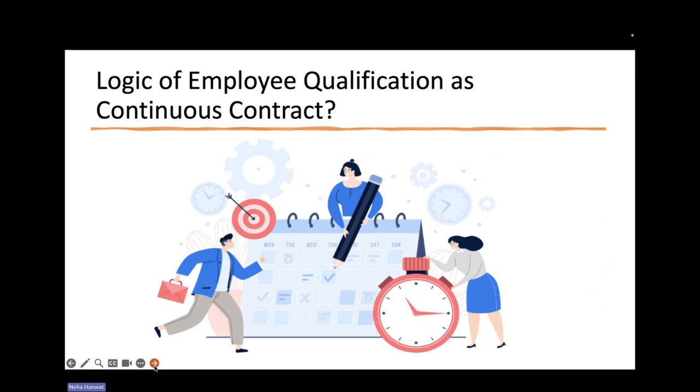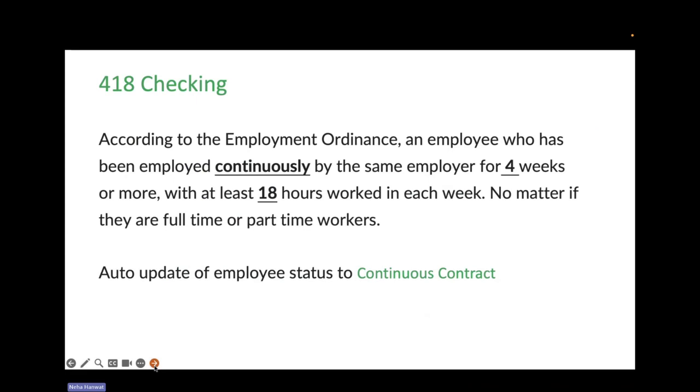So what is the logic of employee qualification as continuous contract? There is a qualification which is needed for attendance, and we are only checking in the attendance module that this particular employee is auto qualified as a continuous contract based on our 418 rule. So what we do is the 418 checking. According to the employment ordinance, an employee who has been employed continuously by the same employer for 4 weeks or more with at least 18 hours worked in each week, no matter if they are full-time or part-time workers, is considered a continuous contract employee.